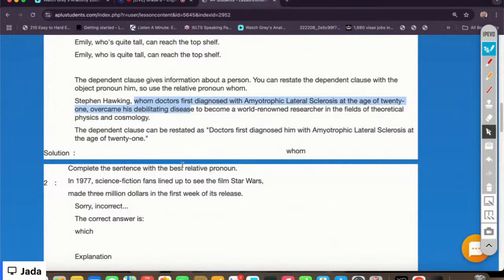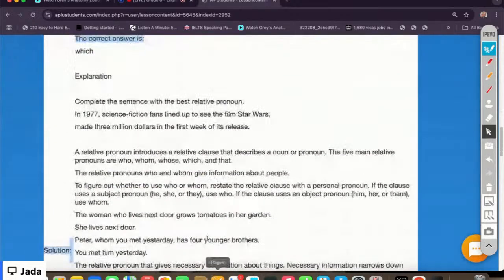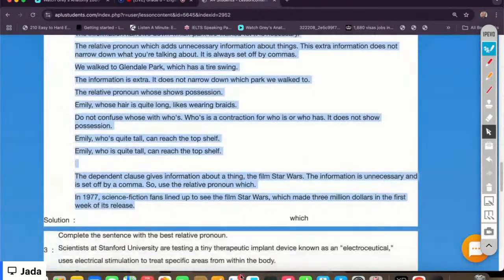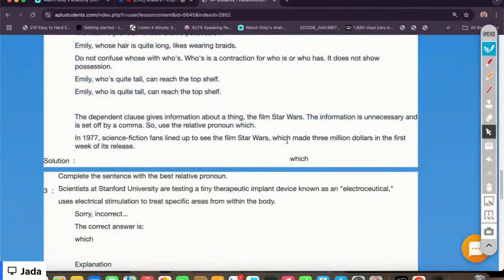So the complete sentence with the best relative pronoun. In 1977, science fiction fans lined up to see the film Star Wars, made $3 million in the first week of its release. So which one? Which made $3 million?